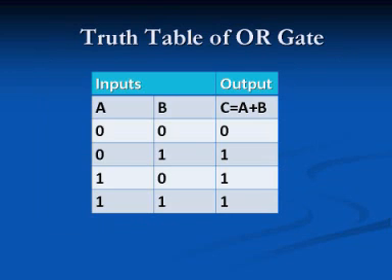The truth table for the 2-input OR gate reads like this. For 0, 0 inputs, the output C is 0. For 0, 1 inputs, the output C is 1. For 1, 0 inputs, the output C is 1. For 1, 1 inputs, the output C is still 1. One can note that the output is 1 in all cases except when both the inputs are 0.